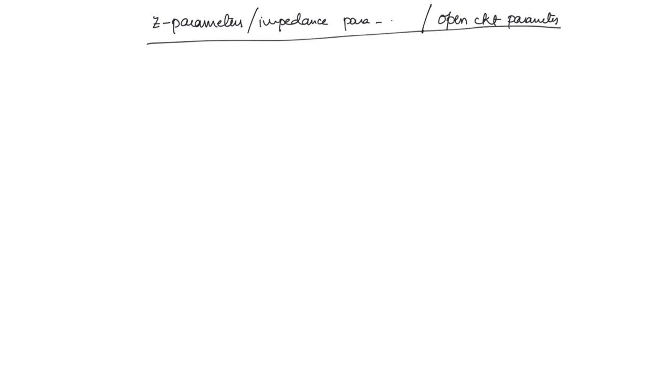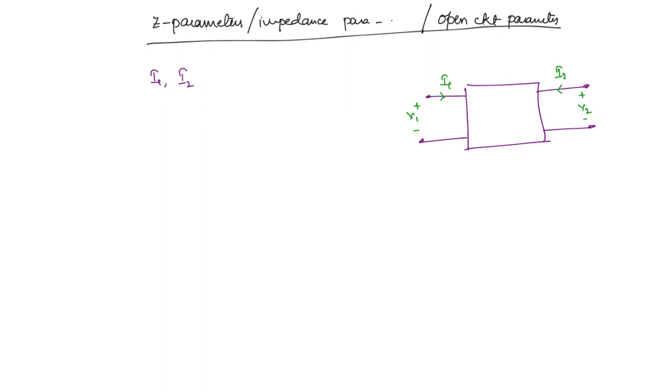The independent variables here are the currents I1 and I2. Okay, so if you draw the two-port network, this is the input port, this is the output port, and the voltages here are V1, current is flowing inside I1, here also current will flow inside I2, and here the voltage is V2. So now I1 and I2 are the independent variables, and V1 and V2 are dependent variables. That means they will depend on I1 and I2.